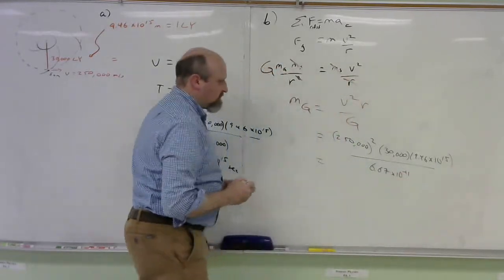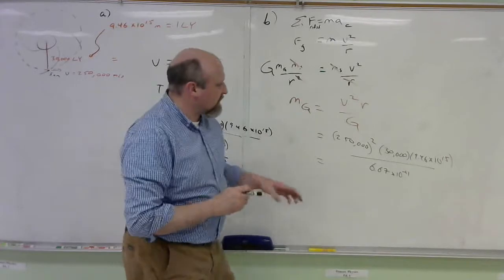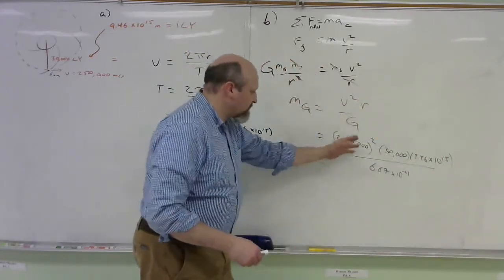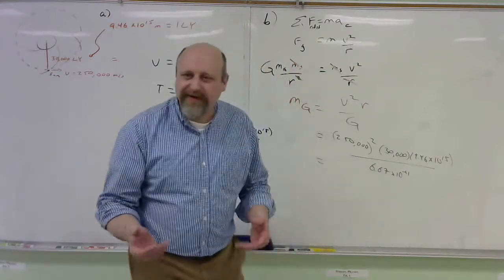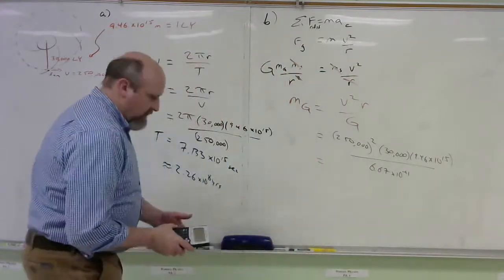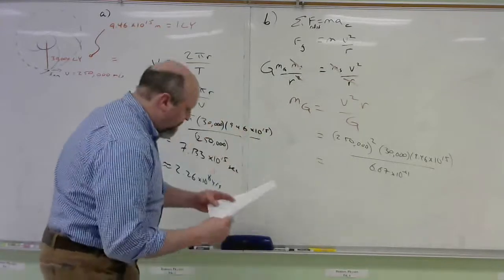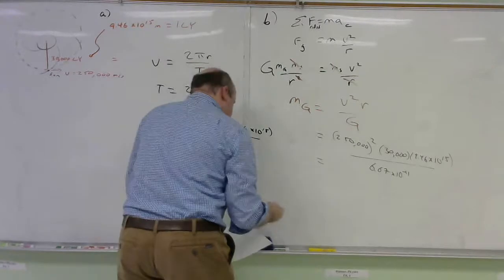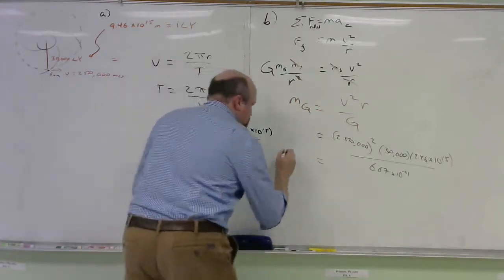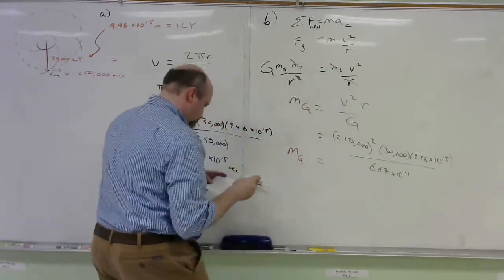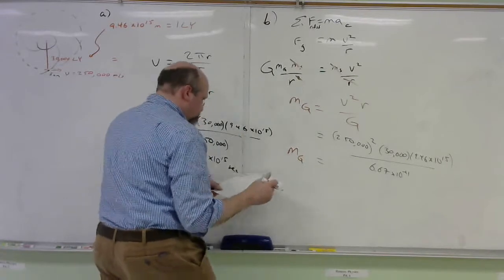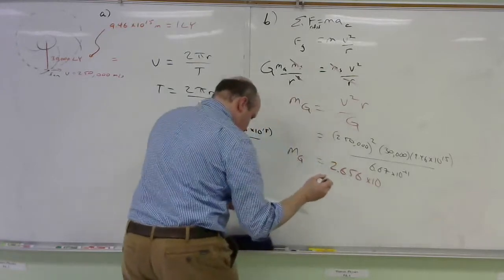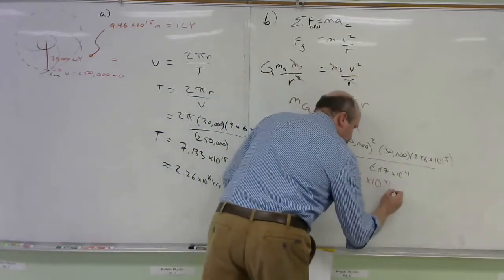You're like, this is going to be a huge answer, right? Because look, dividing by 10 to the negative 11, so I got times 10 to the 11, I got a 10 to the 15, square this. It's going to be a huge number. Go figure, the mass of the galaxy is huge, right? And so when I punch this in my calculator, I got that the mass of the galaxy came out to be 2.656 times 10 to the 41 kilograms.